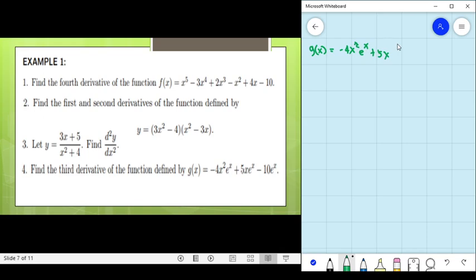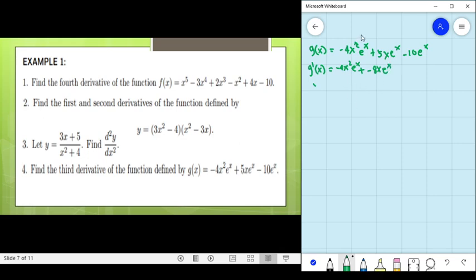5x e to the x minus 10 e to the x. Okay, to find the first derivative, we need to find the derivative of each term. So the derivative of the first term is, since we will use the product rule, derivative of the second times first. So negative 4x squared e to the x plus derivative of this, which is negative 8x times e to the x.